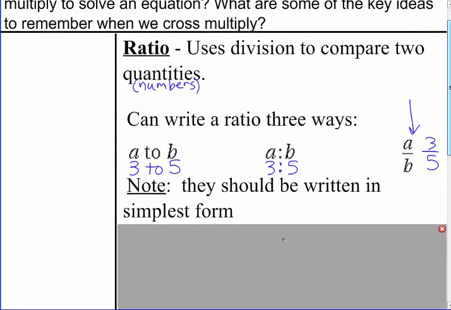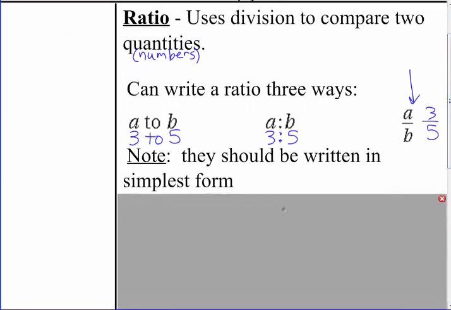Here's another additional note. Make sure that you write them in simplest form. So if I have 2 to 4, that should be rewritten as 1 to 2, just like you would do if it was a fraction. 2 over 4 is the same as 1 over 2.